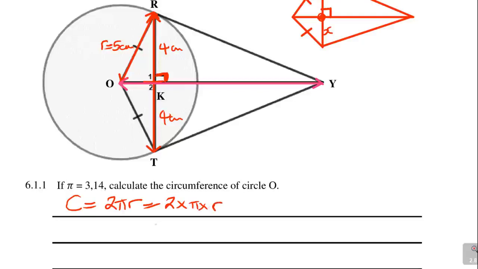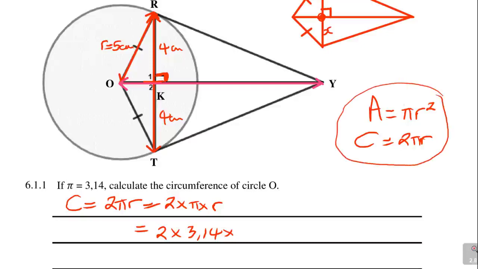That's what it means, which is equal to 2 times, they say pi, we use 3,14. You must know these formulas, okay? They don't give you, but you must know the formula. Remember, area of a circle is pi r squared. Circumference of a circle is 2 pi r. Remember this. In the exam, these you must know before you sit for the exam.